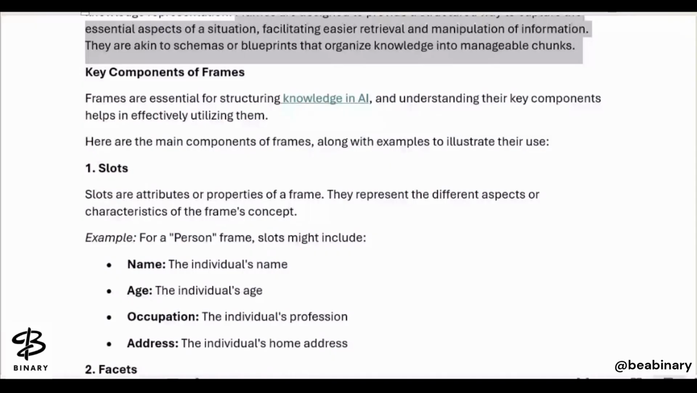Simply, we can take an example of a particular entity or a particular person: the name of an individual, the age of an individual person, occupation, and the address will be represented by these variables or attributes. So slots are simply attributes or properties of a frame, or they represent the different aspects of the characteristics of a frame's concept here.